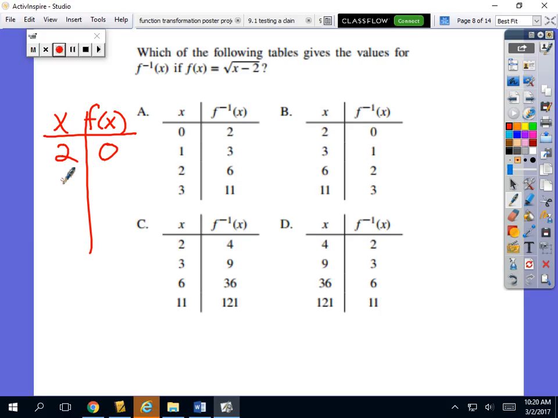Let's check another one. Let's start with 6. 6 minus 2 is 4. Square root of 4 is 2. So I should have (2, 6) also. And I do. I don't have (2, 6) on any others. So the answer has to be A.